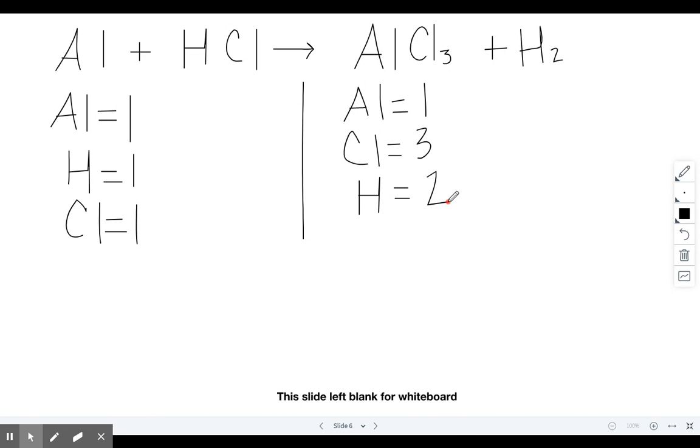Okay. So my aluminum is balanced. That's fine. I don't need to worry about it. But my hydrogen and chlorine are not. I got 1 hydrogen, 2 hydrogen, 1 chlorine, and 3 chlorine. So that's not okay. Now remember my tip.